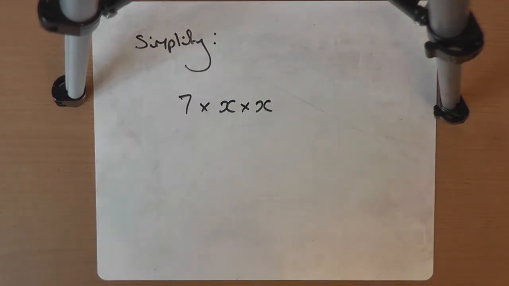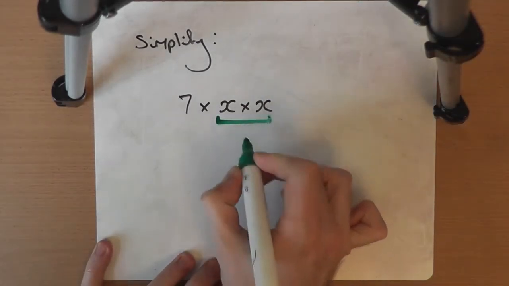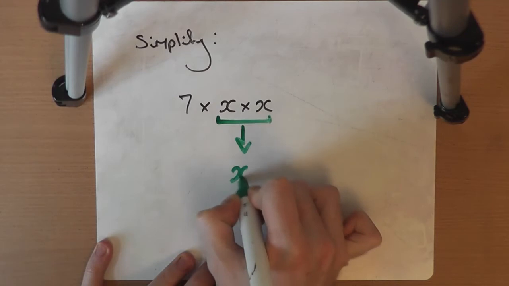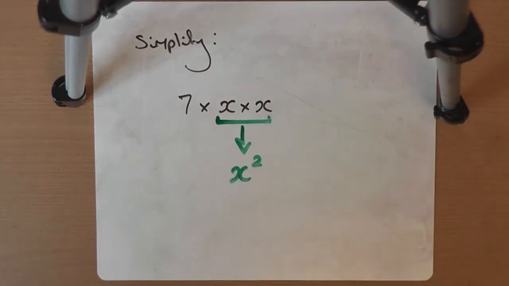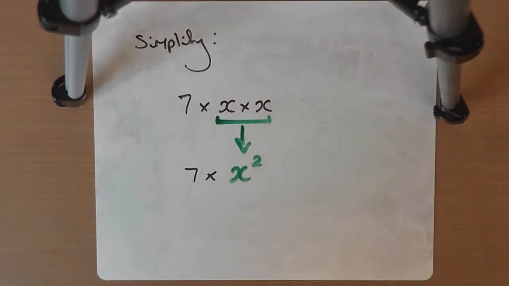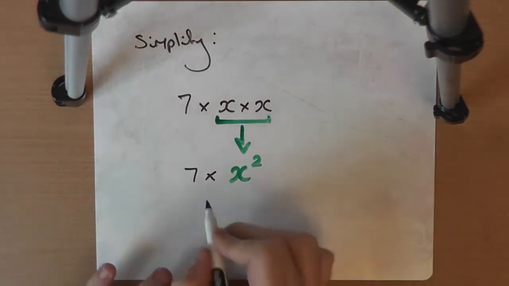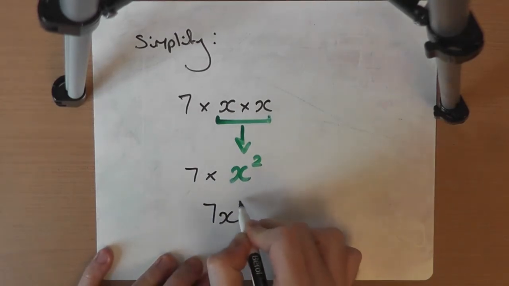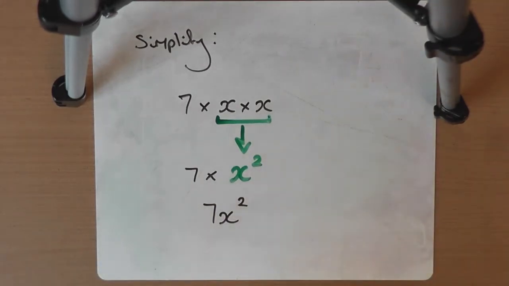Well, let's ignore the 7 times for a minute. This x times x, we know that we can simplify that as x squared. But that still leaves us with a 7 times in front. So we would be having now 7 times x squared. And surely we could just drop out the times there and write that as 7x squared. We've dropped out all the times signs.